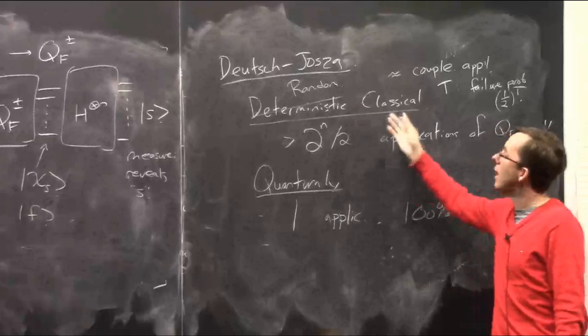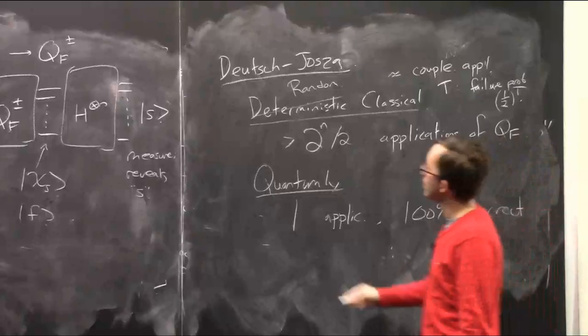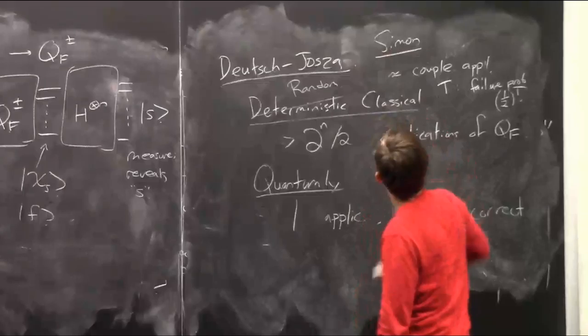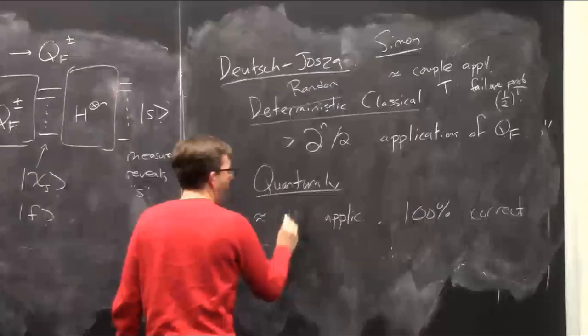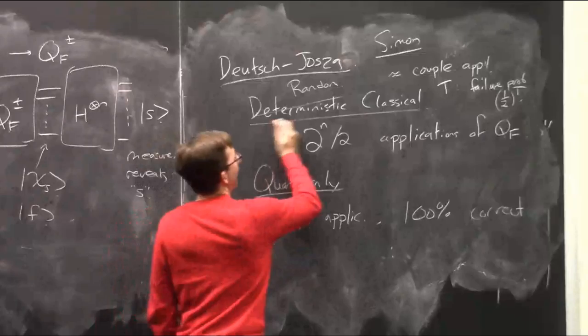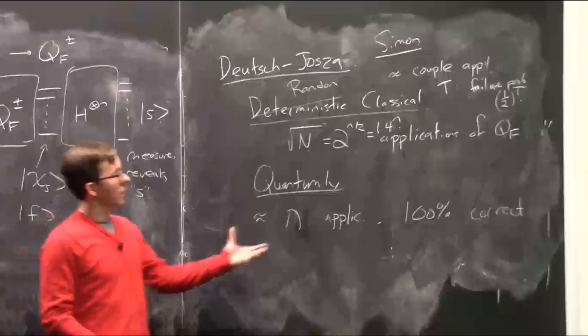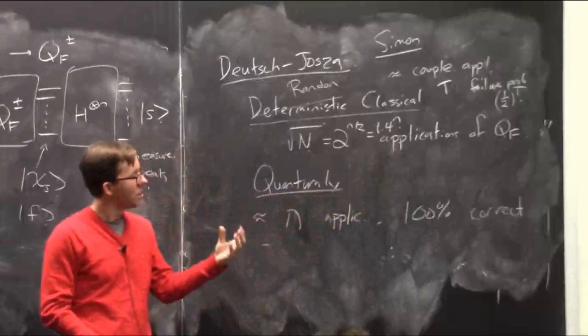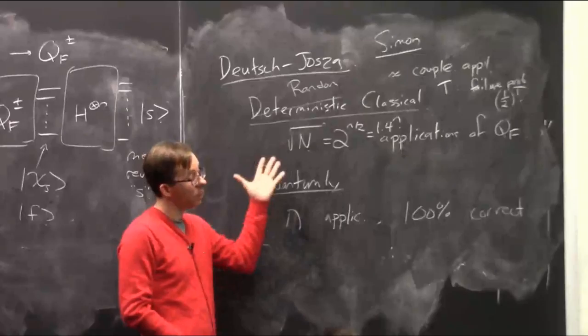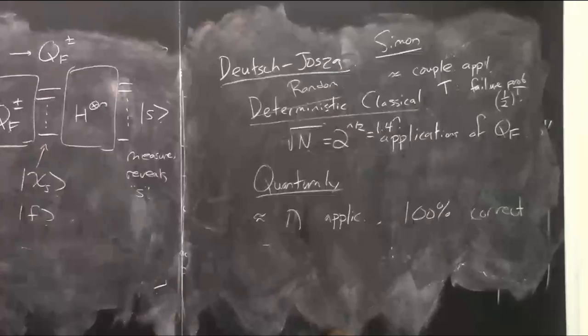So the next thing, which we'll get into next time, is Simon's algorithm. Simon's is really great because this will be basically little n applications of this mystery chip quantumly. And even randomly, classically you'll need a square root of capital N, which is 2 to the n over 2, or 1.4 to the n. And this is awesome, right? This is truly a separation between exponential usages of this mystery chip and n usages. So this really shows the real power of quantum over classical, except in this weird scenario of a mystery person handing you a chip.